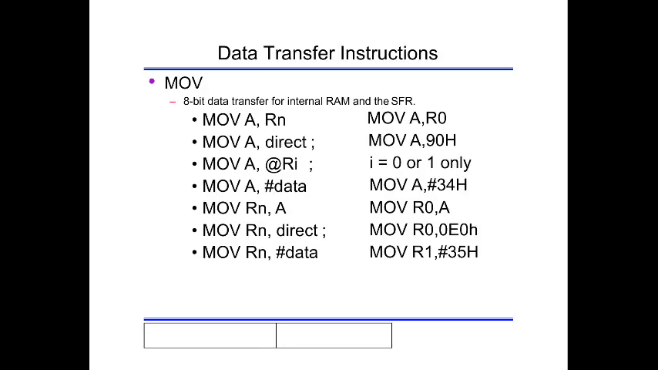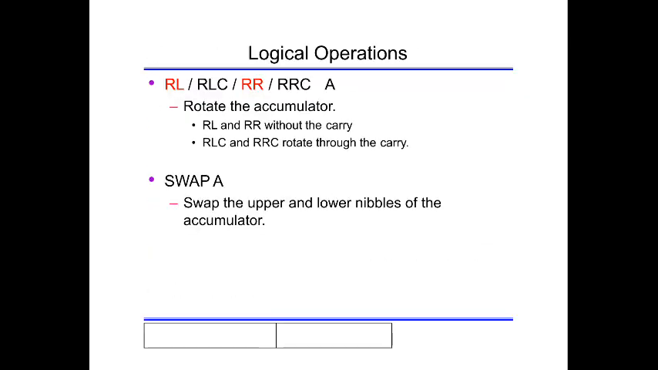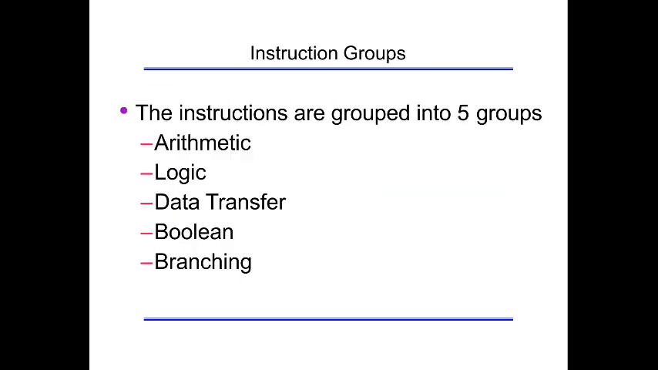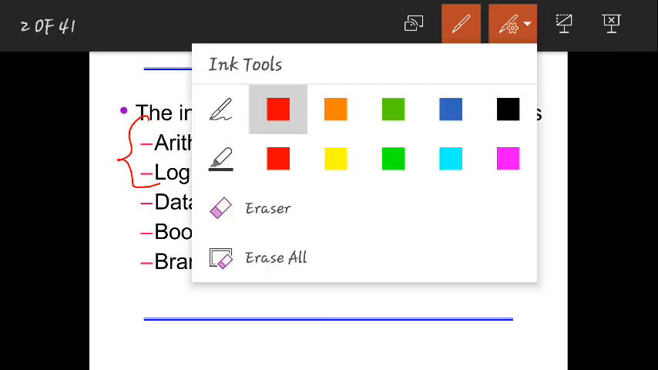So in the next class we'll learn more data transfer instructions. So we have seen arithmetic and logic, these two groups of instructions. Next we have data transfer, boolean and branching. We'll see in the next session. Thank you.